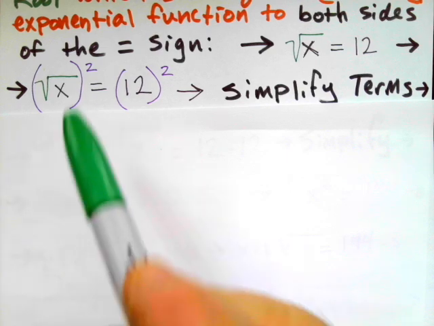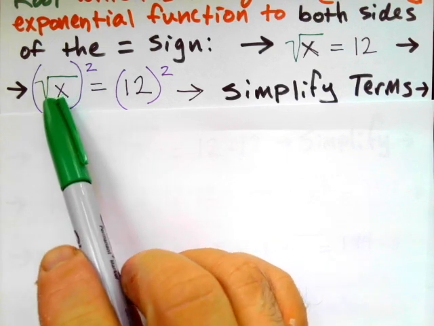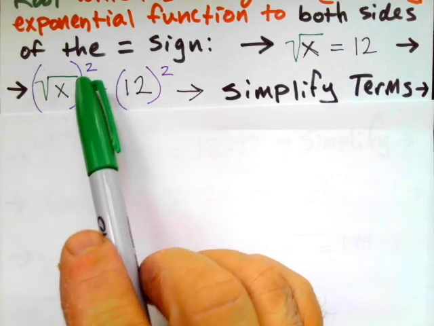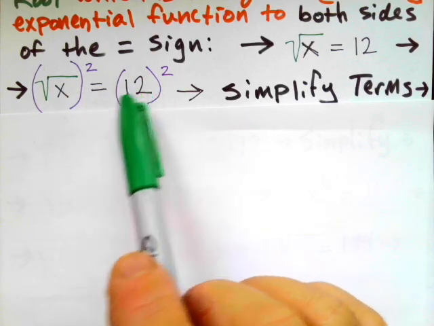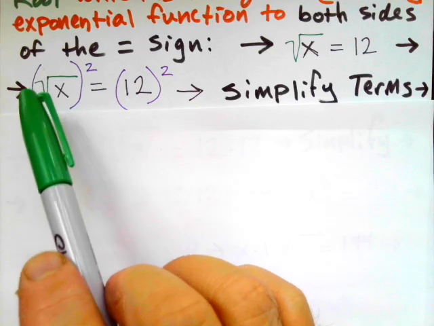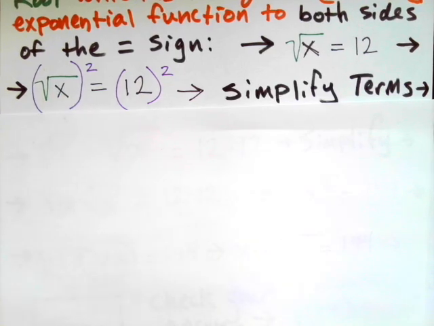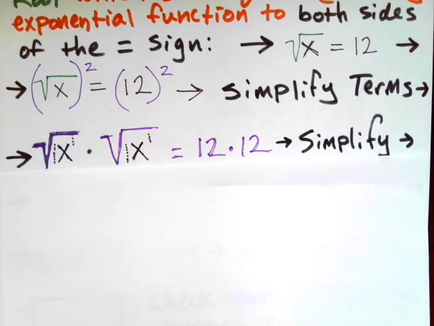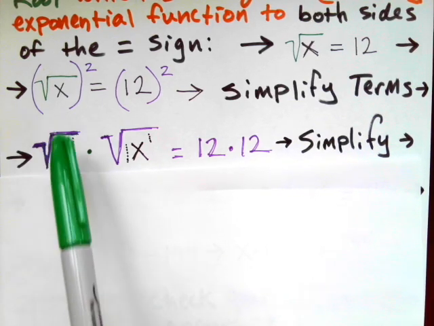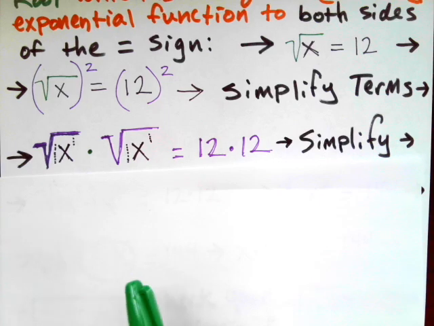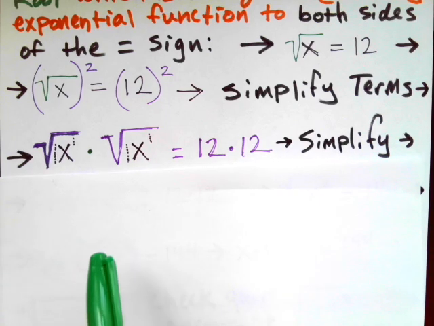And as a reminder, anything to the power of 2 is itself times itself twice. So on the right side of the equal sign, I'll have 12 times 12. On the left side of the equal sign, I'll have a square root of x times the square root of x, as you can see here. Each step, I'm just simplifying a little bit further till we get that x all by itself.